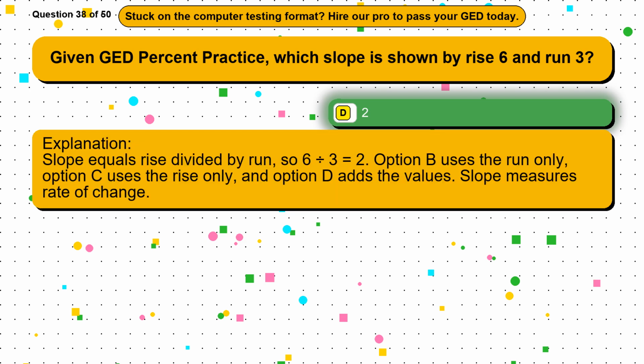Slope equals rise divided by run, so 6 divided by 3 equals 2. Option B uses the run only, option C uses the rise only, and option A adds the values. Slope measures rate of change.